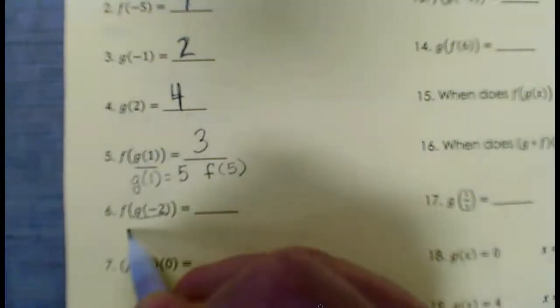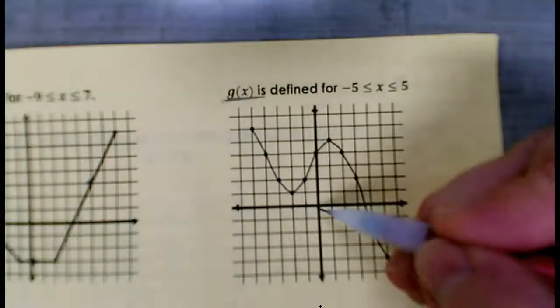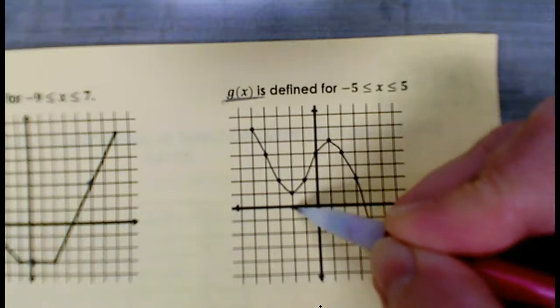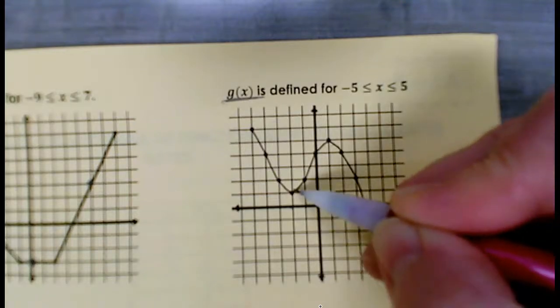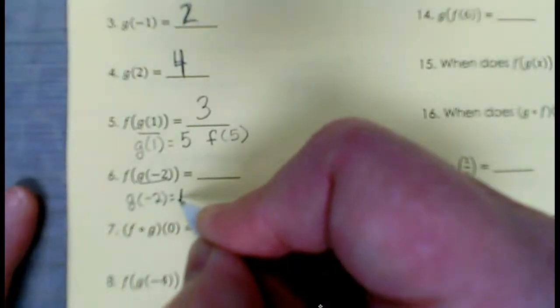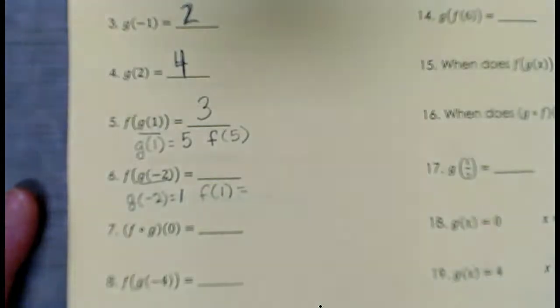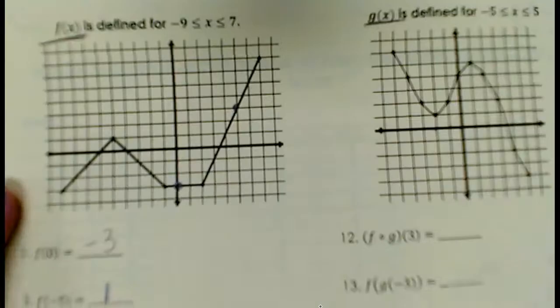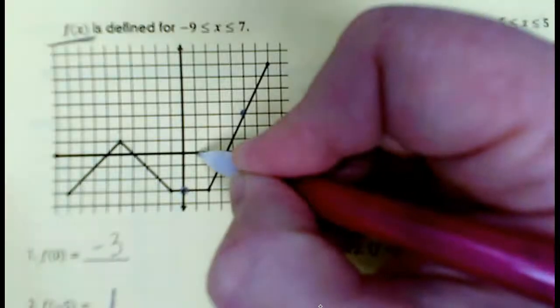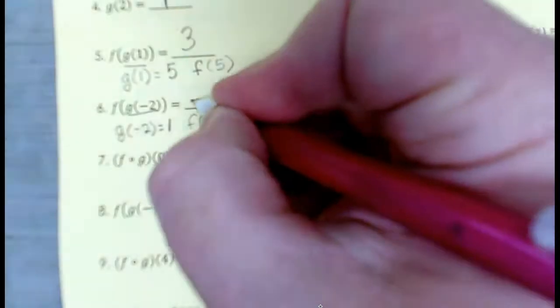This tells me to start in the function called g, go to the x value of -2. If I start in the g function and go to x of -2, then y will equal 1. That 1 goes into the function called f. Go to the other graph and go to the value of 1, and the y value will be -3.